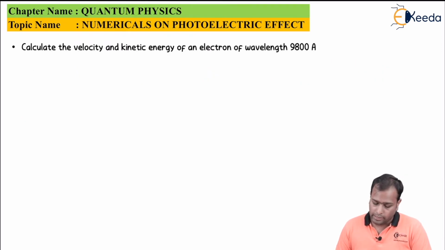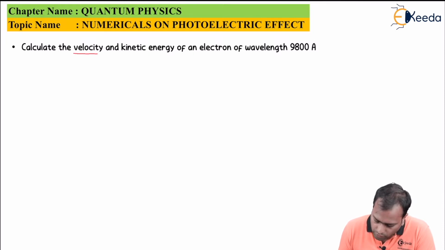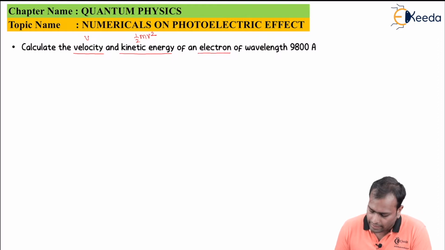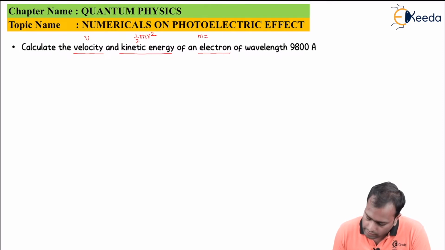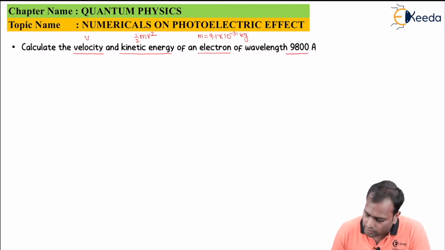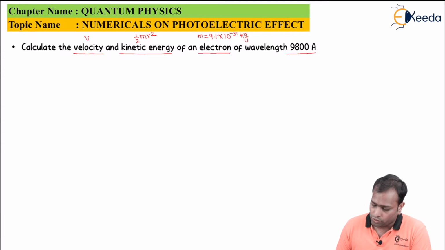Here the numerical reads: calculate the velocity and kinetic energy of an electron of wavelength 9800 Armstrong. So we need to find out the velocity, that's denoted by v, and of course the kinetic energy, that is half mv square, of an electron. Now here it is an electron. So the mass of the electron, which is a constant value you need to know, is 9.1 into 10 to the power minus 31 kg. And you are given the wavelength of the electron as 9800 Armstrong. So this is your lambda.